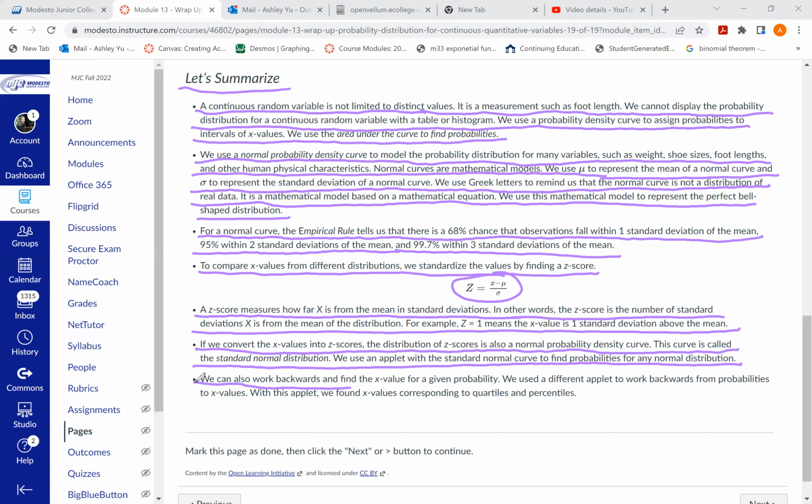We can also work backwards and find x values for a given probability. We use a different applet to work backwards from probabilities to x values. With this applet, we found x values corresponding to quartiles and percentiles.